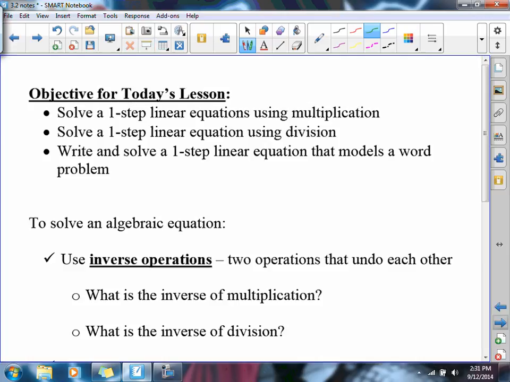Our goals for today are to solve one-step linear equations using multiplication, to solve one-step linear equations using division, and to write and solve one-step linear equations that model a word problem.